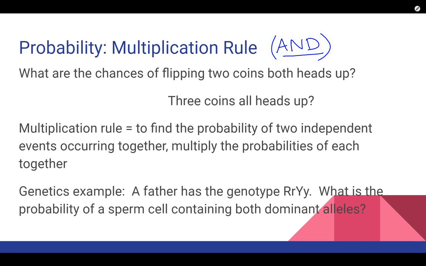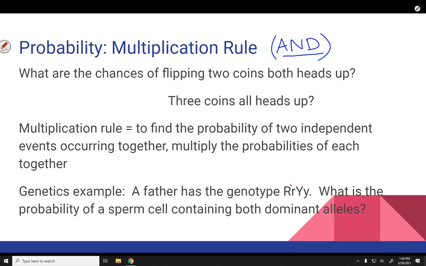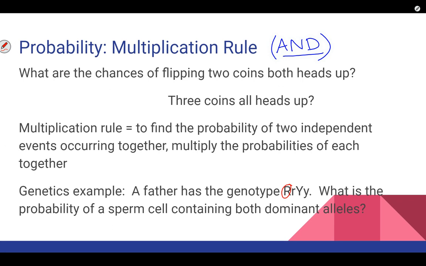Here's how this can apply to genetics. If a father has this genotype, he is heterozygous for trait R and heterozygous for trait Y, what is the probability of a sperm containing both dominant alleles? In other words, what is the probability that the sperm would contain this allele and this allele? So this is an and problem.